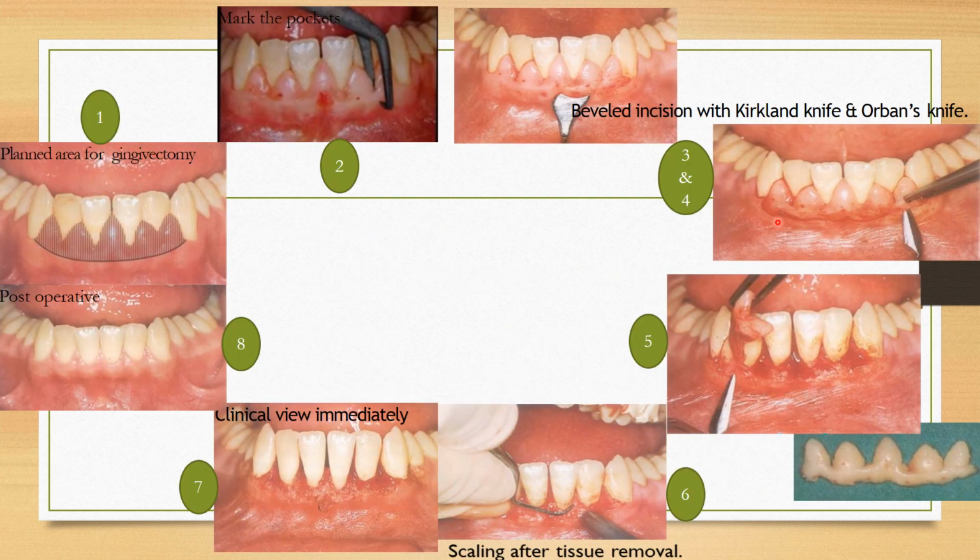So the whole procedure is given here like a flow chart. You can see the planned area for gingivectomy, then marking the pockets with a pocket marker, the bevel incision with Kirkland knife and Orban's knife, and the tissue removal. This is the tissue being removed, and this is the scaling and root planing after the tissue removal, and this is the clinical view immediately after, and this is the post-operative view.